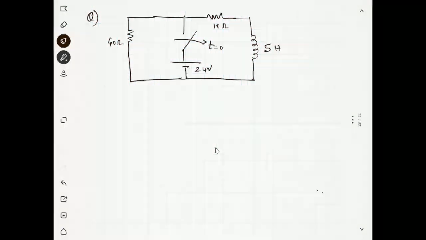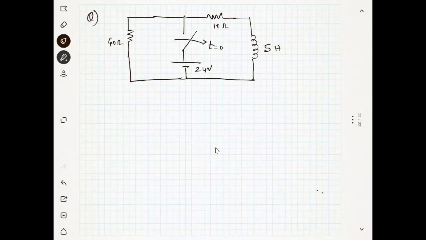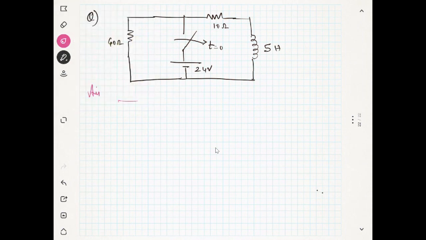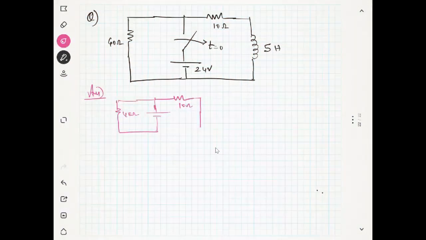Now, what will be the situation in the steady state? The switch was closed. The inductor will be short circuit, and you will find the current through the 10 ohm resistance. The inductor is short circuit like this. This is 5 Henry. So what will be the current through this 10 ohm? It will be 2.4. Yes. So the current through the inductor, IL of 0 minus, just before time t equal to 0.